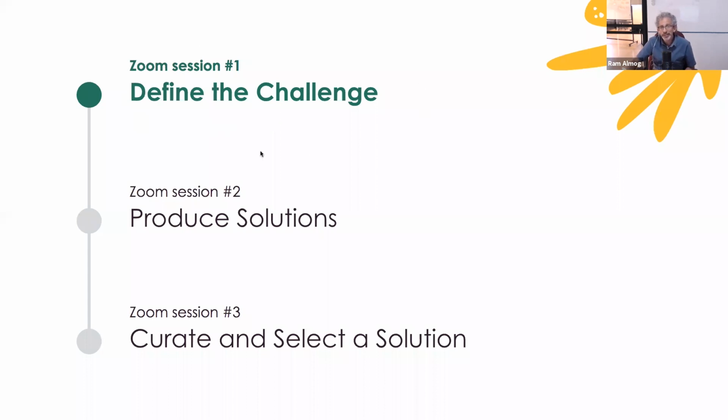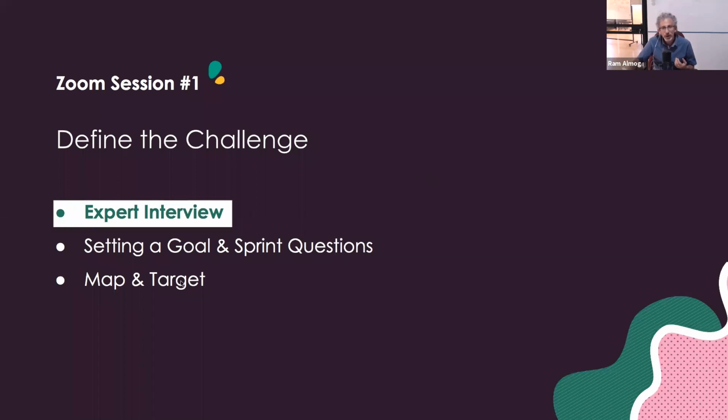The first session is about understanding the challenge. Now, understanding the challenge is a big thing. Einstein once said that if you have a life-depending problem you want to solve, he would spend 95% of the time just analyzing the challenge, and the remaining 5% solving it. So we spend an entire Zoom session on defining the challenge. There are 3 steps.